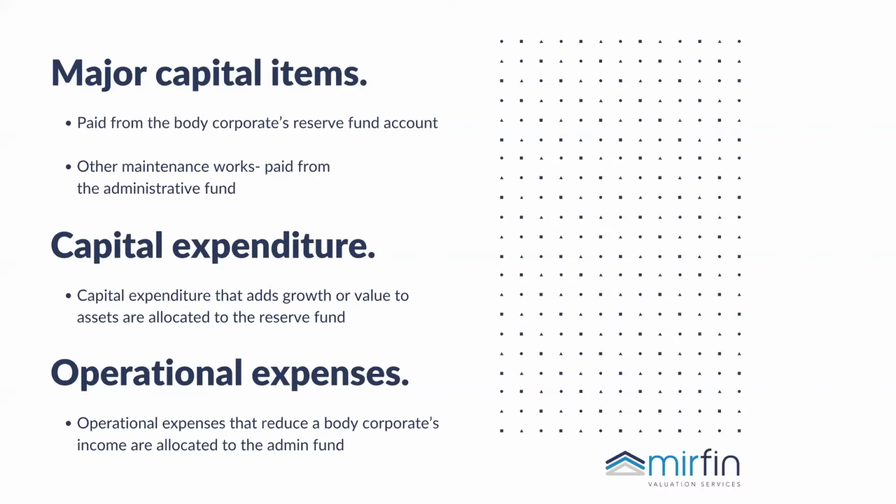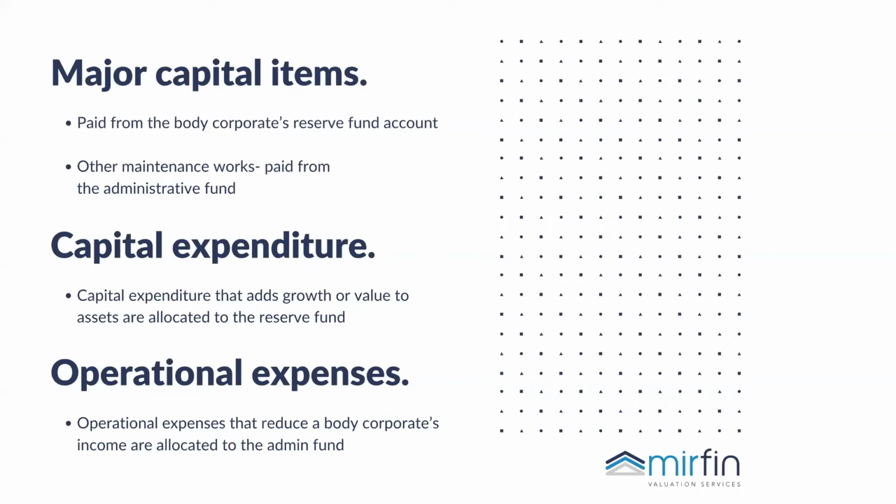We look at major capital items. The Sectional Title Schemes Management Act talks about the maintenance, repair and replacement plan including major capital items, and these items will be paid from the body corporate's reserve fund account. We've already touched on that. There's a calculation that needs to get done, and that money needs to be transferred into a separate bank account specifically for this purpose.